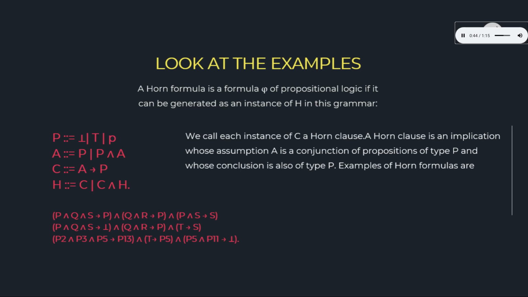Examples of Horn formulas are provided in the slide. We can see in the first example that the formula is a conjunction of three clauses. Each clause is of the type defined above. The first clause is conjunction of P, Q and S implying P, where P, Q and S are atomic propositions. Similarly, the second and the third clause.